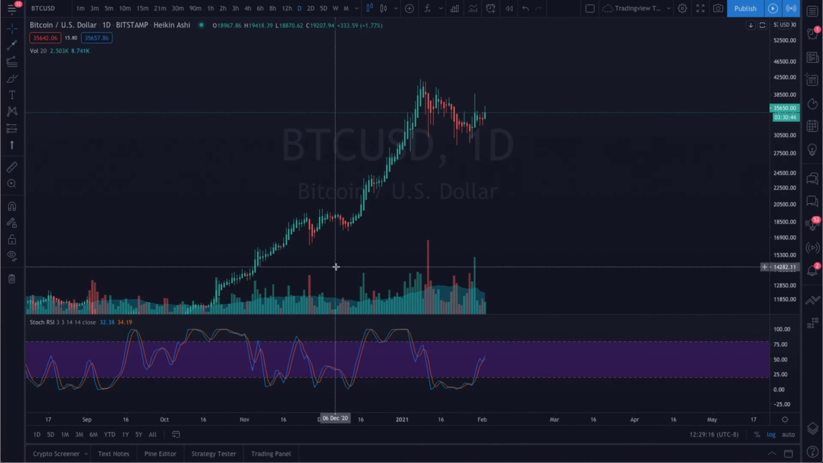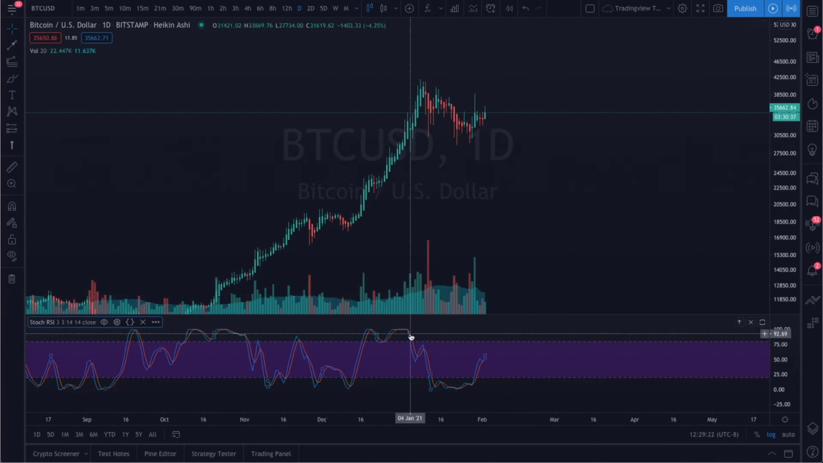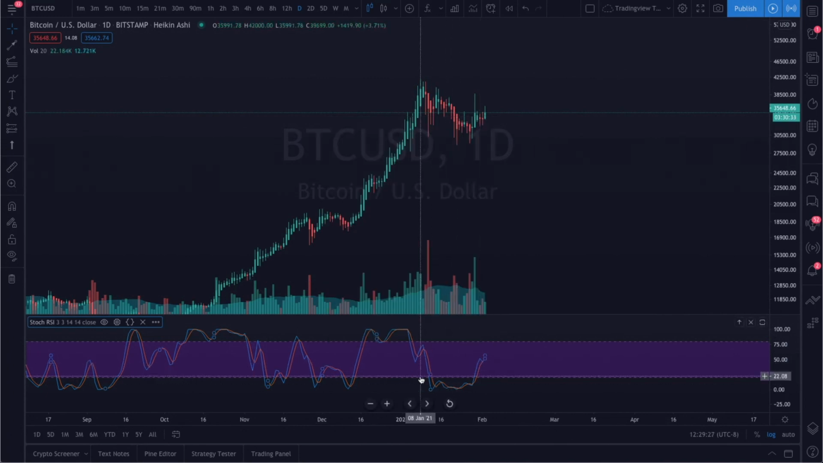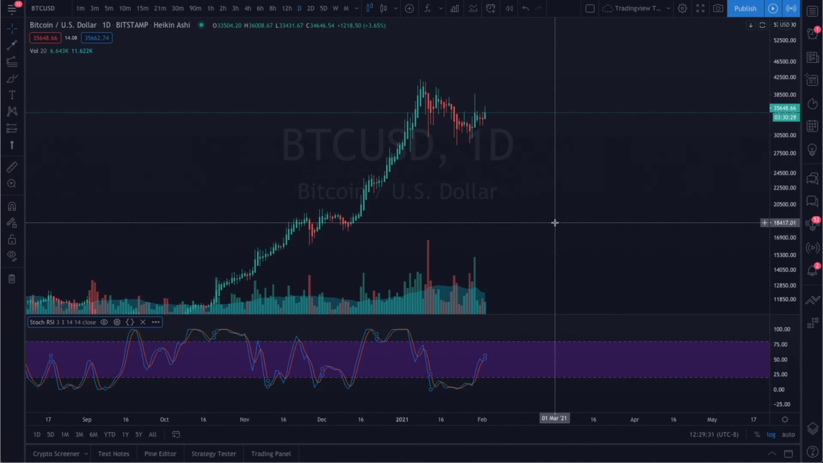You're basically looking for bullish and bearish crosses and/or bullish and bearish divergences. Do not adjust your default settings unless you really understand what it is you're changing. And again, look for bullish, bearish crosses and divergences. That's the stochastic RSI in a nutshell. Let's move on to the MACD.